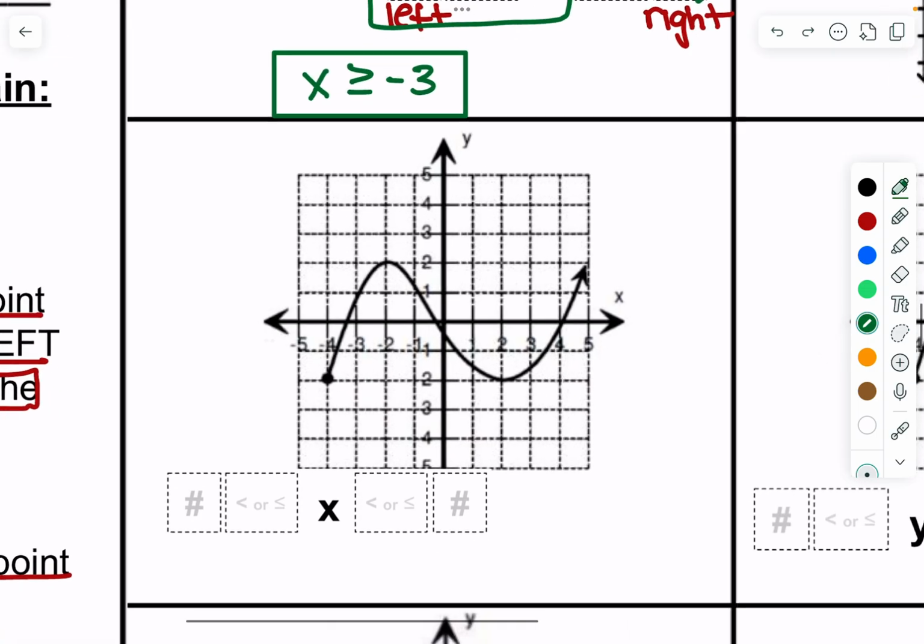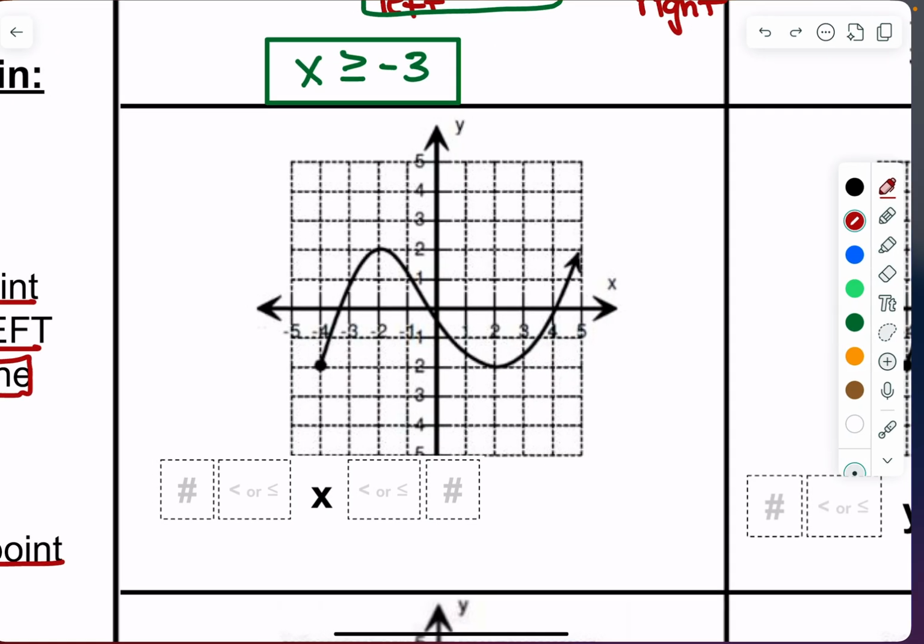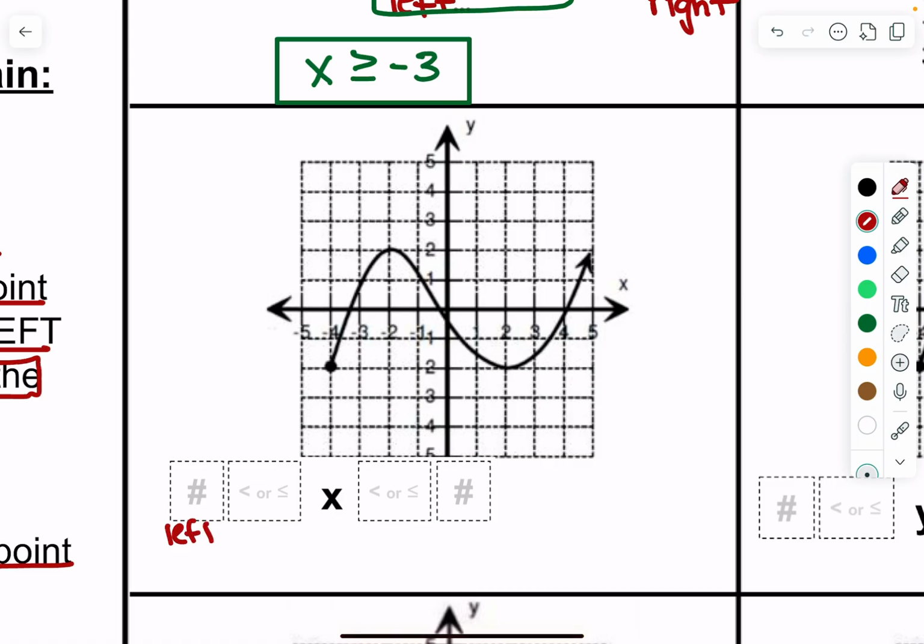So now let's try another one. We have the domain. We're looking for X, so we're going to label left, left, right, sorry. And then now that I know I'm looking for X, I want to delete this Y line just to make it easier for me. And I want to use my highlighter to highlight the shape I'm looking for.